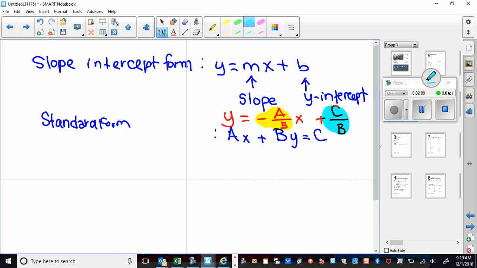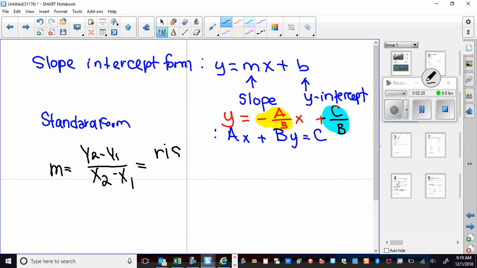Other things we should be mindful of as we proceed towards this review. The slope has about two forms. It could be y2 minus y1 divided by x2 minus x1. It could also simply be the rise divided by the run.